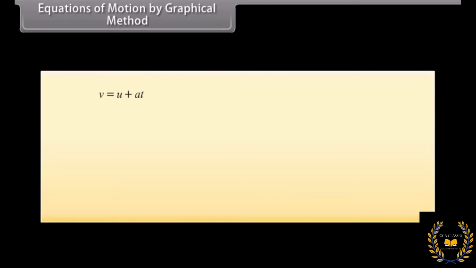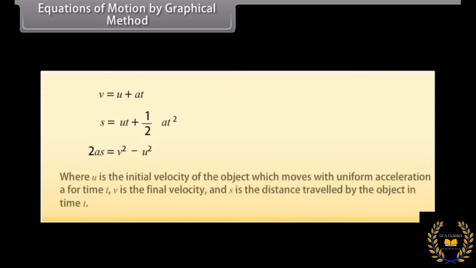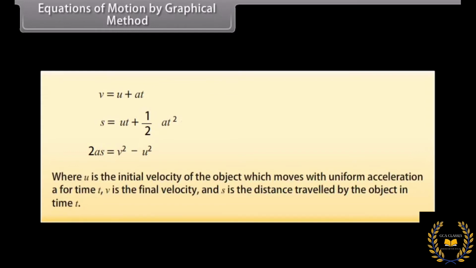Equations of motion by graphical method. The three equations of motion are: v is equal to u plus at, s is equal to ut plus 1 upon 2 at square, 2as is equal to v square minus u square. Where u is the initial velocity of the object, which moves with uniform acceleration a for time t. v is the final velocity, and s is the distance traveled by the object in time t.